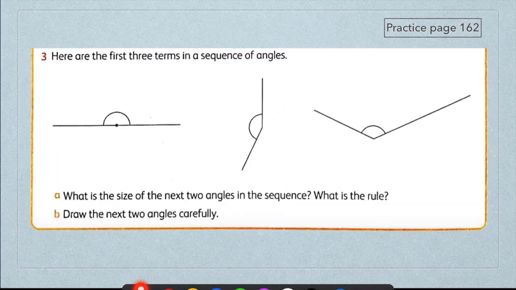Let's move on to question 3. Here are the first 3 terms in a sequence of angles. What is the size of the next 2 angles in the sequence? What is the rule?